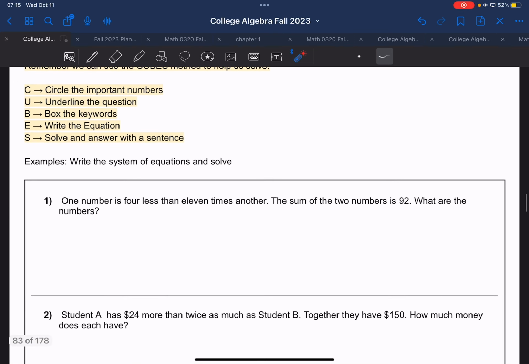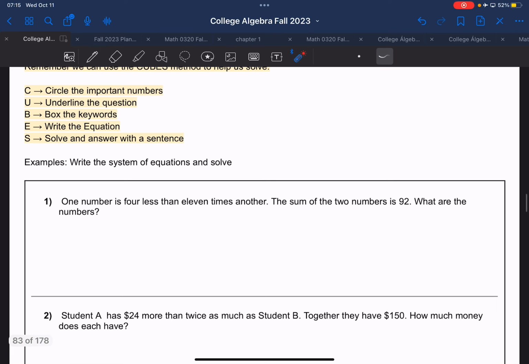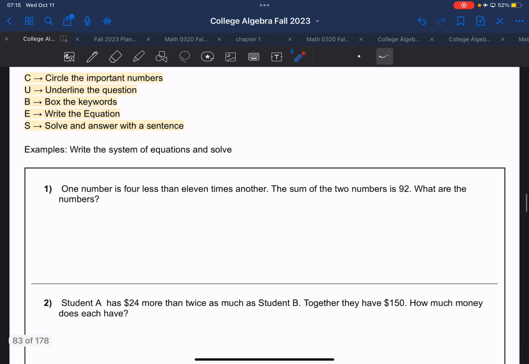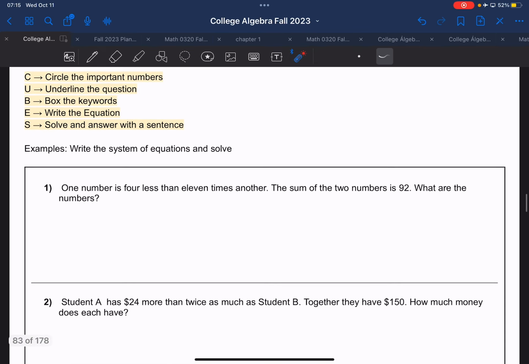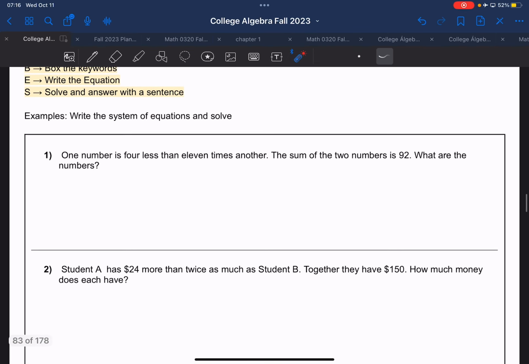But just to remember that cube stands for circle the important numbers, underline the question, box the key words, write the equation, and solve and answer with a sentence. The most important thing from cubes you need to remember is that since these are applications, our answer is going to be in a sentence, always. Okay. So let's go ahead and look at number 1.